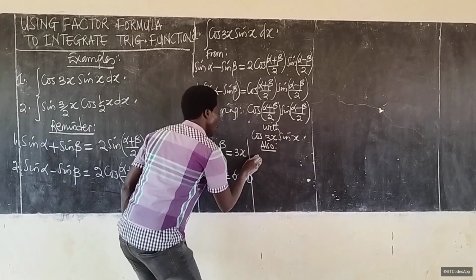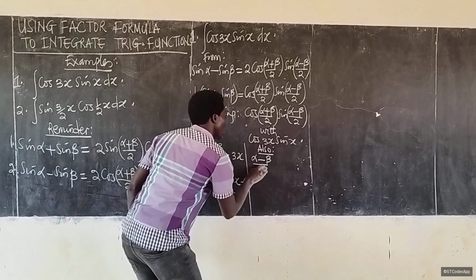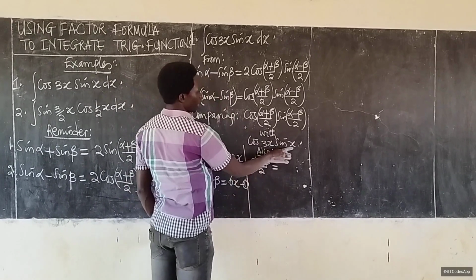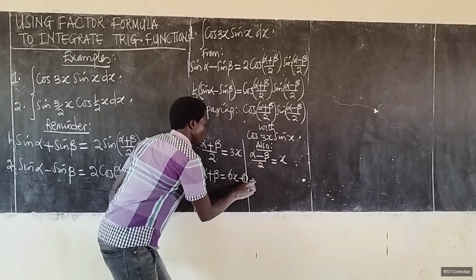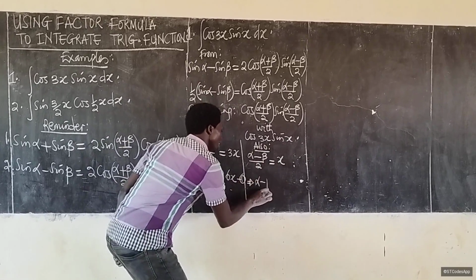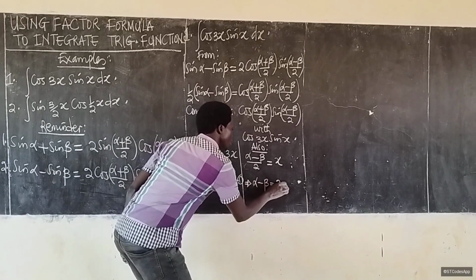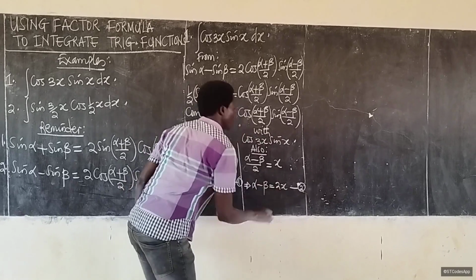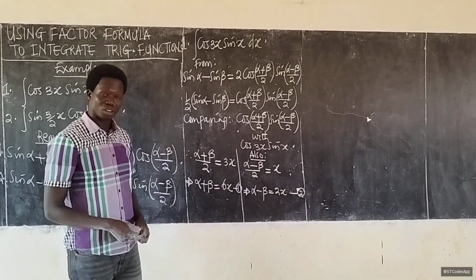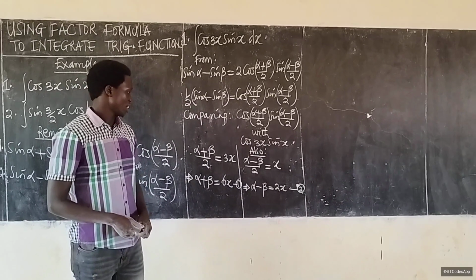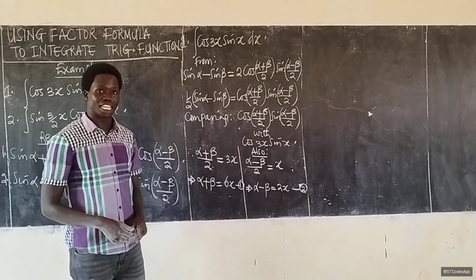Also, we will have that (alpha minus beta) out of 2 is equal to x this time round, implying that alpha minus beta is 2x. Solve for alpha and beta. And so we are going to solve them simultaneously.